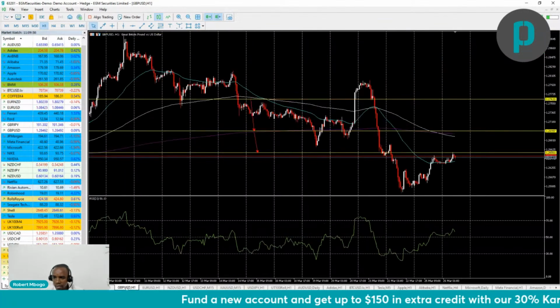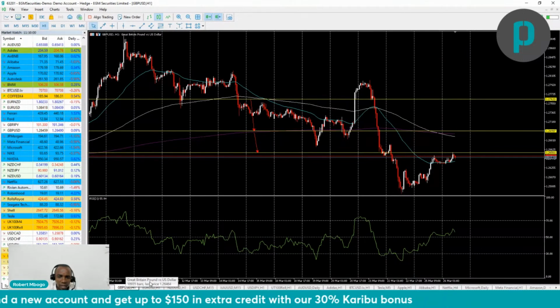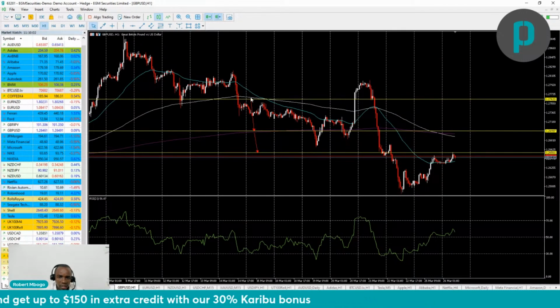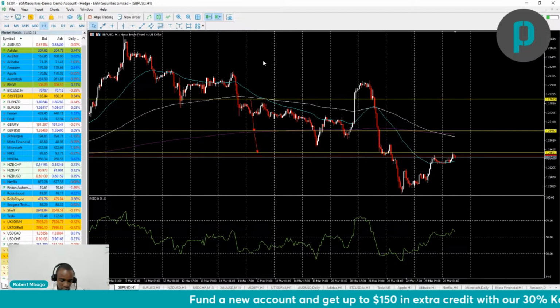Another currency, let's look at GBP USD. Once again, we did an analysis on Friday last week. I was bearish, and then this trade came to this bearish area. So what we need to do is remove all this analysis.